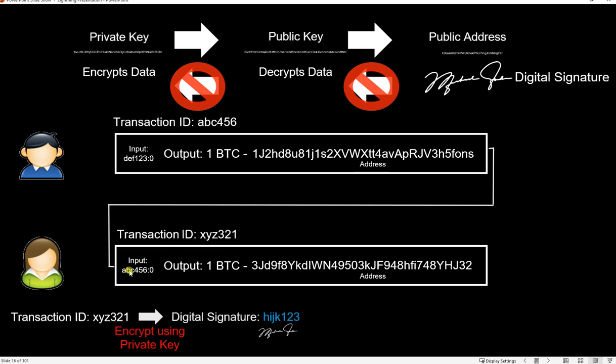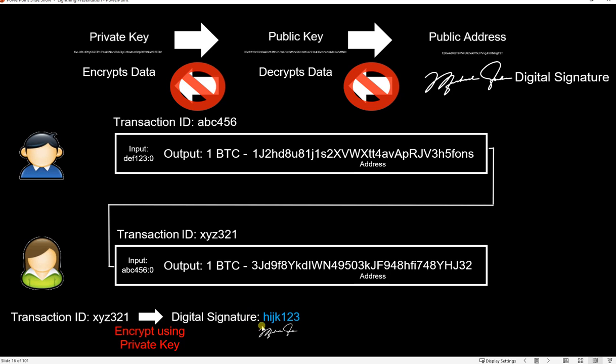So the first thing we do is we take this transaction ID, which is just a hash of all this, and we encrypt it. Remember, what does the private key do? It encrypts data. So we encrypt our XYZ321, and we come up with the digital signature, which I'm going to call HIJK123. That's our digital signature.